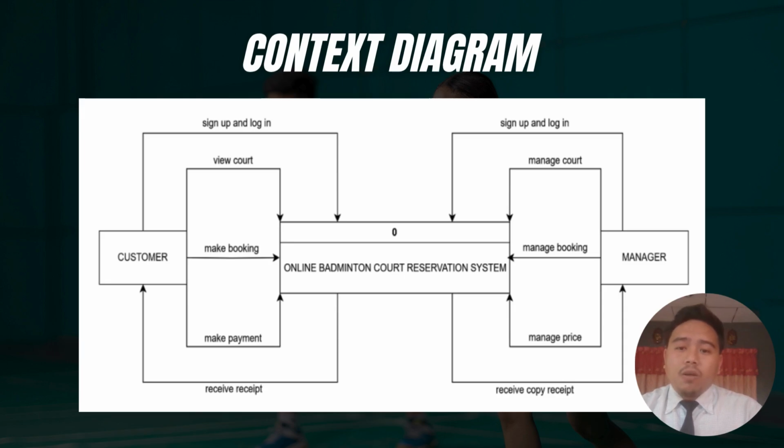At the center of all these interactions is the online badminton court reservation system, which processes and manages all user activity efficiently. This diagram provides a high-level overview of how the system operates and how both users and managers interact with it.